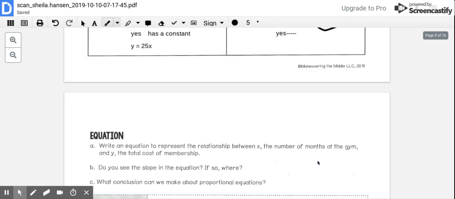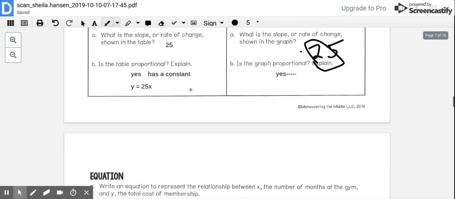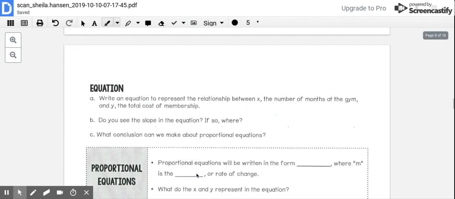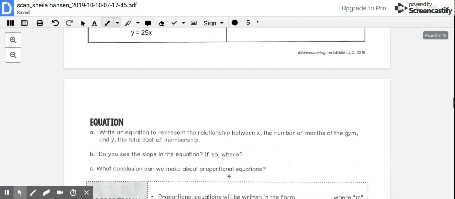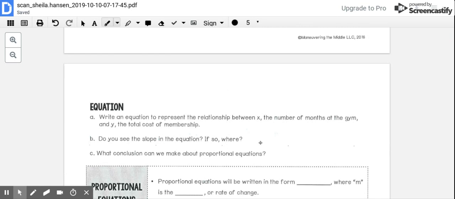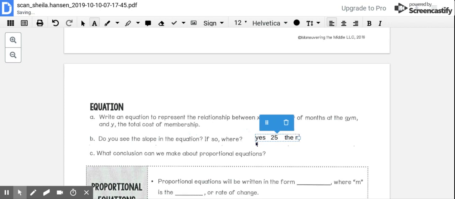Okay, so we already talked about the equation over here, but when you go on the back to write an equation to represent it, we've already done that on the front side. So that was this y equals 25x. Do you see the slope in the equation? And yes, you do. The slope is 25. It is the number in front of the x. And I would write that down so you can look back at that.